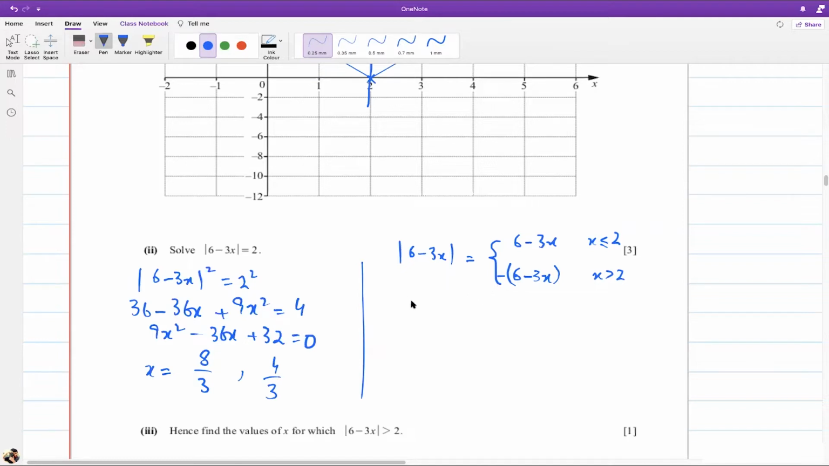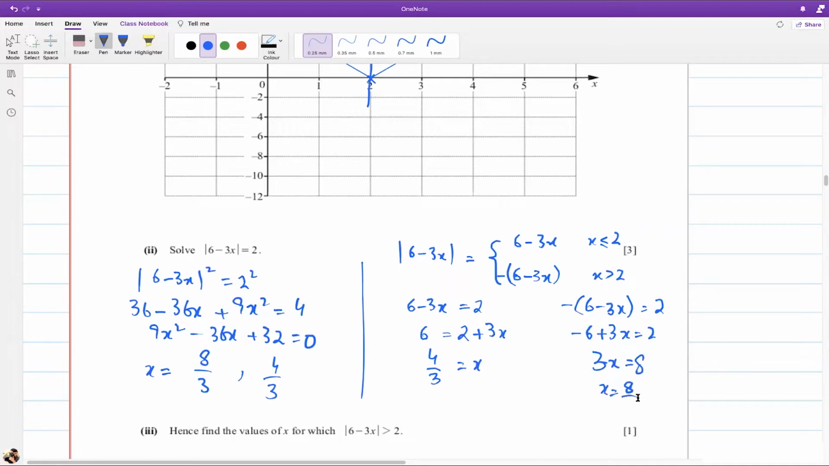तो हमारे पास दो आंसर बन जाएंगे. एक होगा कि 6 minus 3x equals to 2 और एक बन जाएगा minus (6 minus 3x) equals to 2. ये दो आंसर्स बन गए, इसको हमने सॉल्व कर देना है. ठीक है? So when you solve this thing, you get 6 equal to 2 plus 3x. So 4 over 3 is equal to x. और ये बन जाएगा minus 6 plus 3x equals to 2. So 3x equals to 8. x equals to 8 over 3.